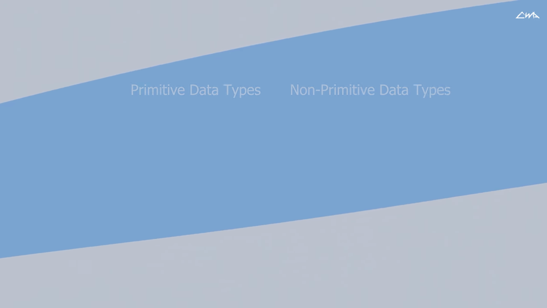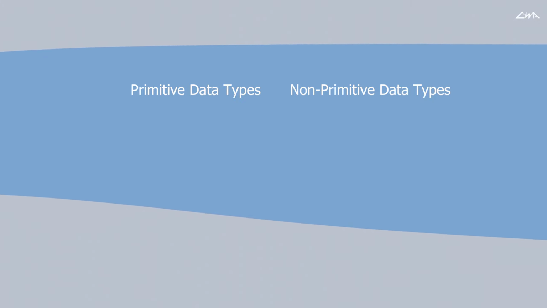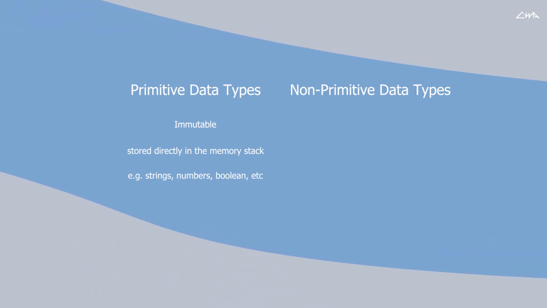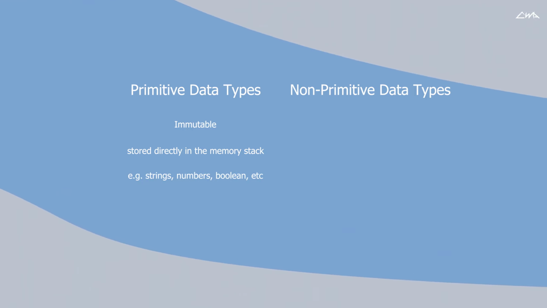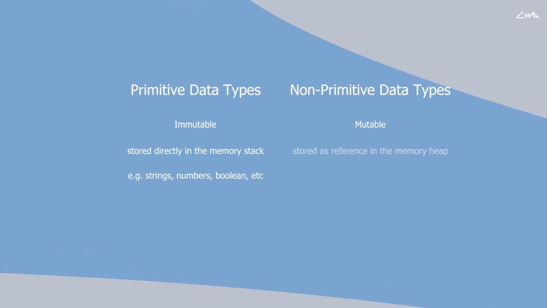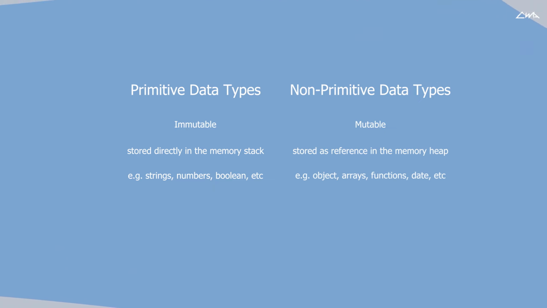So the key difference between primitive data types and non-primitive data types is that primitive data types are immutable, stored directly in the memory stack. Examples: string, number, boolean, etc. On the other hand, non-primitive data types are mutable data stored as a reference in the memory heap. Examples: object, array, function, date, etc.